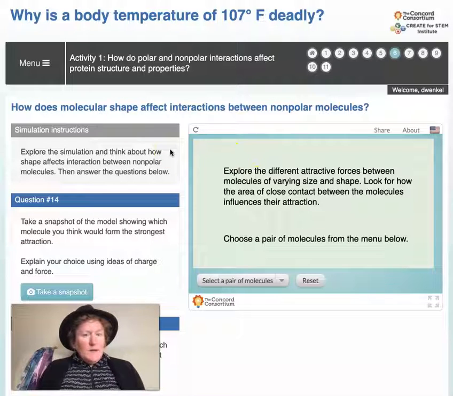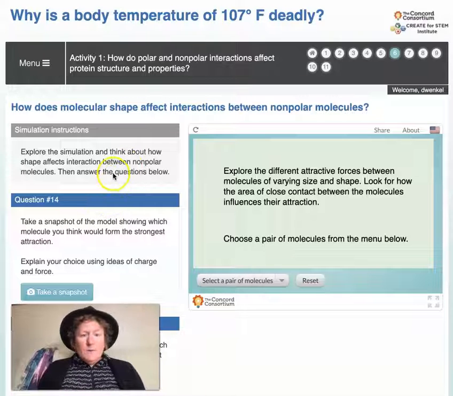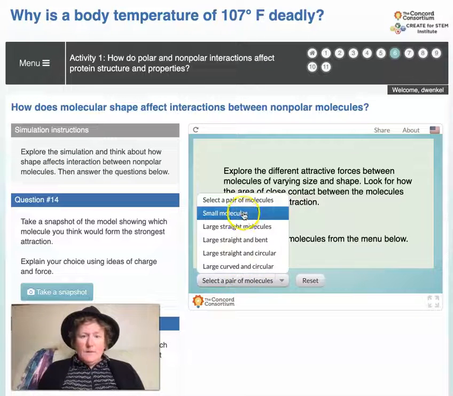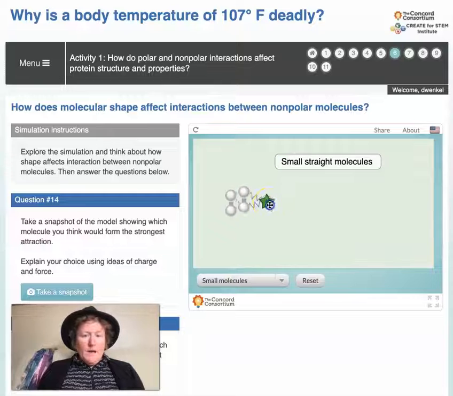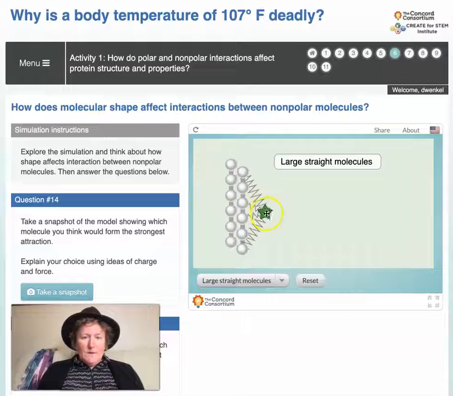So how does molecular shape affect interactions between nonpolar and polar molecules? Let's find out. We're going to explore the simulation and think about how shape affects interaction between nonpolar and polar molecules. So let's select a pair of molecules here. These are nonpolar molecules, and we can see by how far the spring gets pulled out how difficult they are to pull apart. Let's look at another set of molecules here.